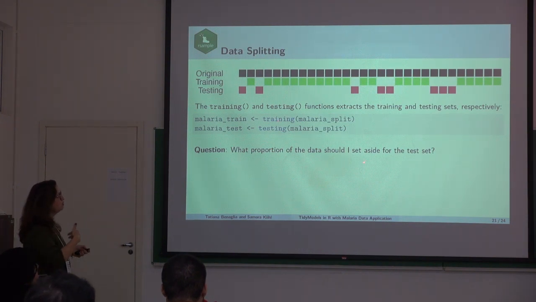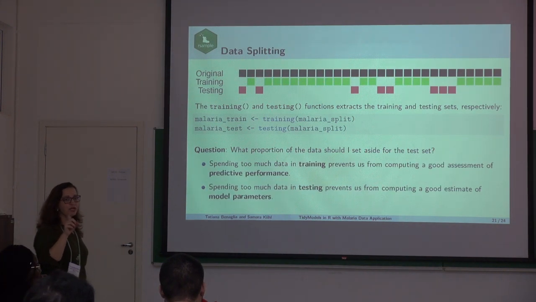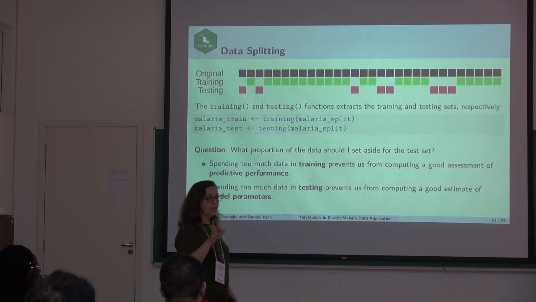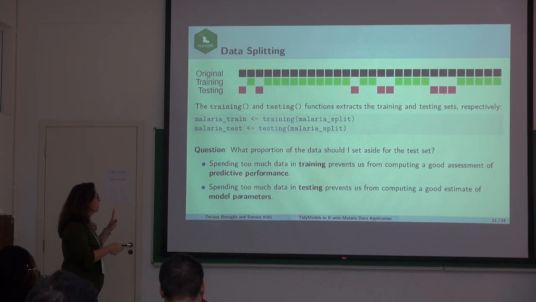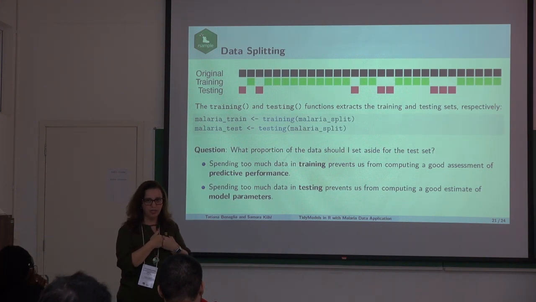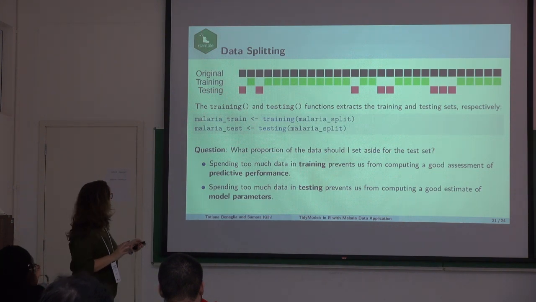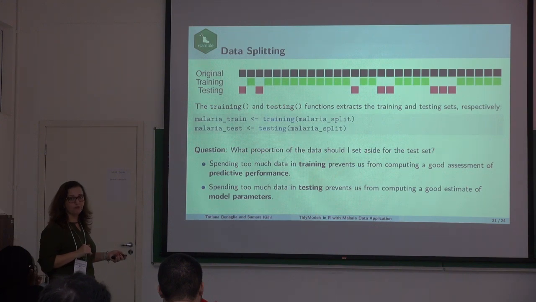That leads to one question: what proportion of the data should I set aside for the test set? You need to think about these two things. The more data I have for training, the more accurate the estimates of my parameters are, right? But then I don't leave much to assess the predictive performance on my test set.